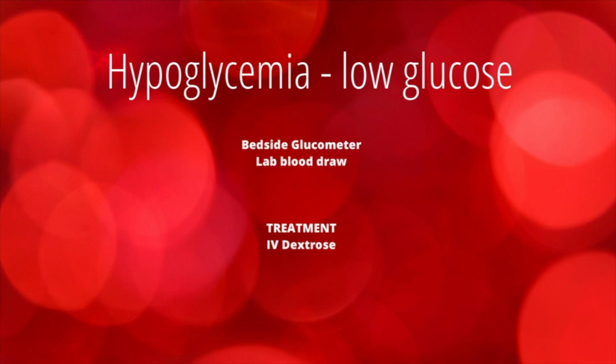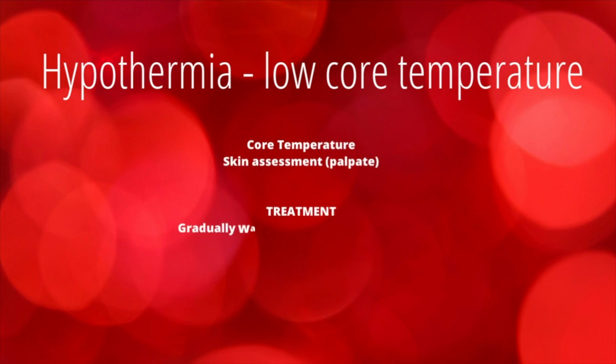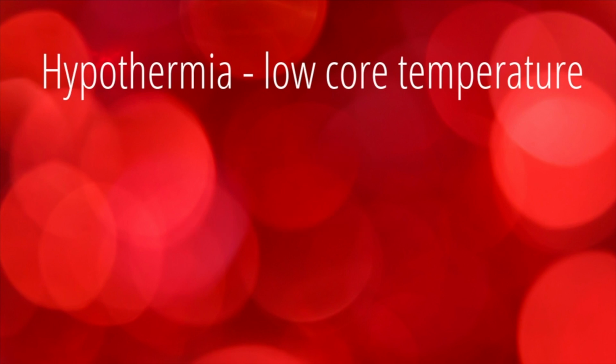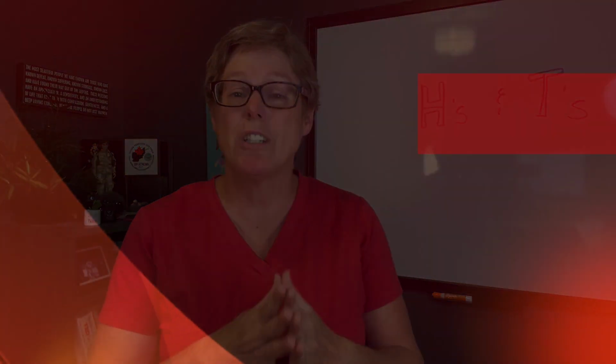When it comes to hypothermia, we want a core body temperature, and we're going to treat this with gradual warming such as fluids, a blanket, or even a warmer. Hydrogen ions, so acidotic patients, another lab draw will be done. It's an arterial blood gas. You may notice a fruity odor on the breath, and we will treat that with sodium bicarb and ventilation. Okay, so let's look at our T's.